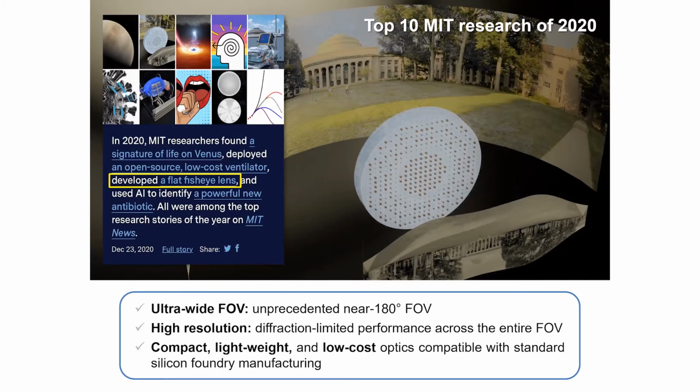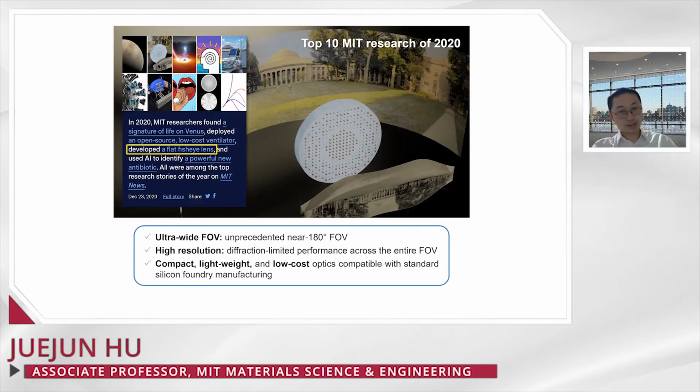So just to sum up, what I present to you is a new meta lens design that enables us to transform a flat piece of thin glass into a fisheye lens that offers diffraction-limited performance across near 180-degree field of view. So besides this ultra-wide field of view and high resolution enabled by diffraction-limited performance, the lens also features a compact form factor because it consists of only one single piece of glass.